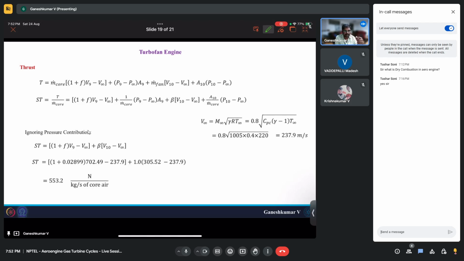Okay. When you do such calculation, then it's newton per kg per second of air. Now here it should be core air, or the flow that is going in the core section. So we have normalized it for that. Okay, so this is the specific thrust calculation that we have here. And yeah, so this is how you solve this problem.